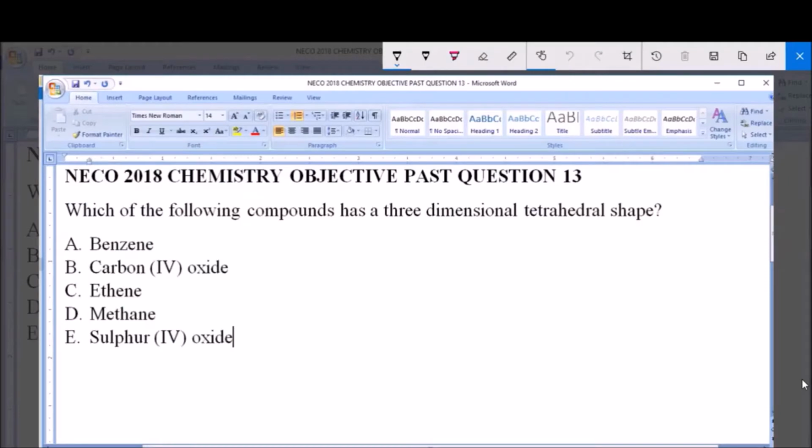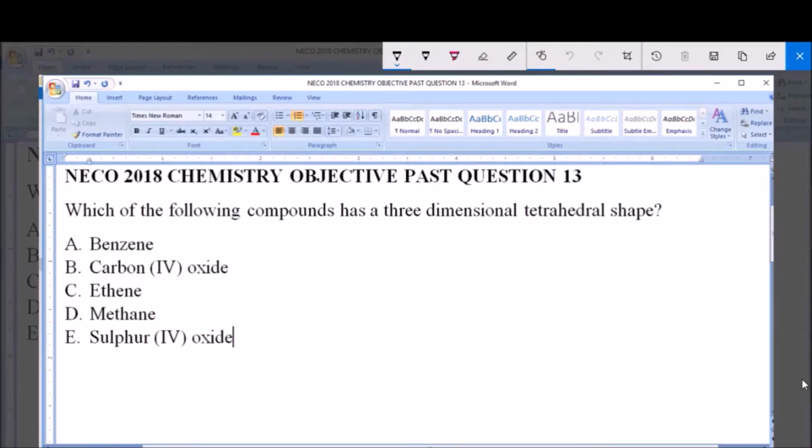Hello and welcome. I will be answering NECO 2018 Chemistry Objective Past Question 13. Which of the following compounds has a 3-dimensional tetrahedral shape? A. Benzene, B. Carbon 4 oxide, C. Ethene, D. Methane, E. Sulfur 4 oxide.